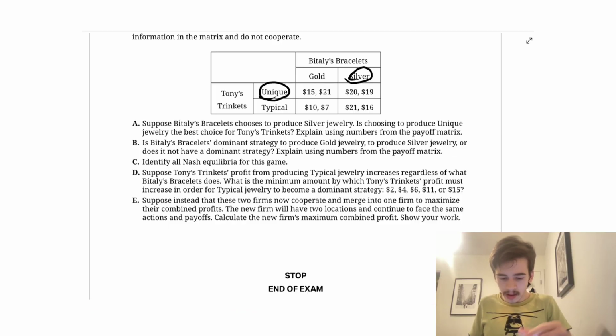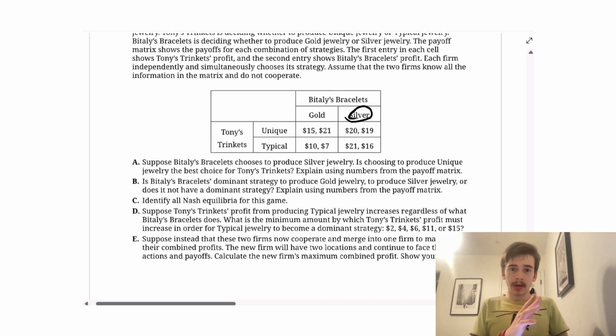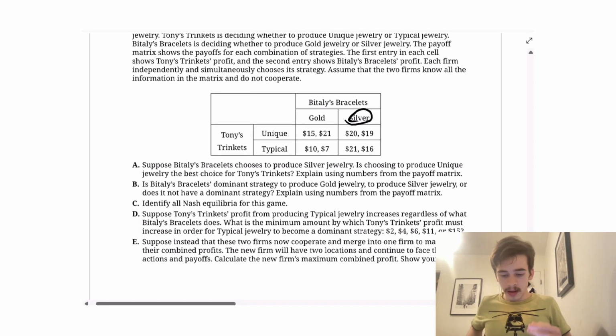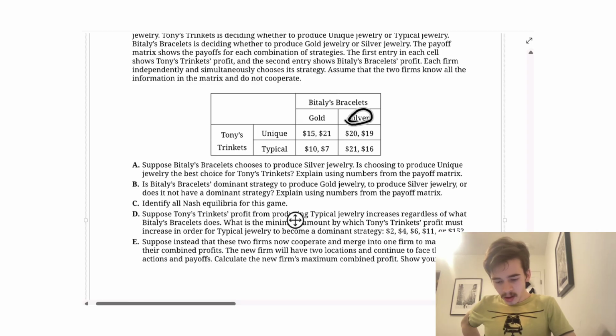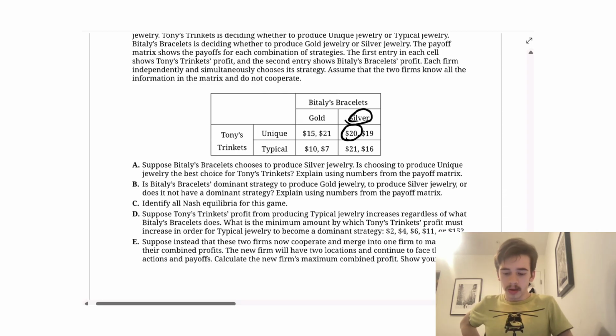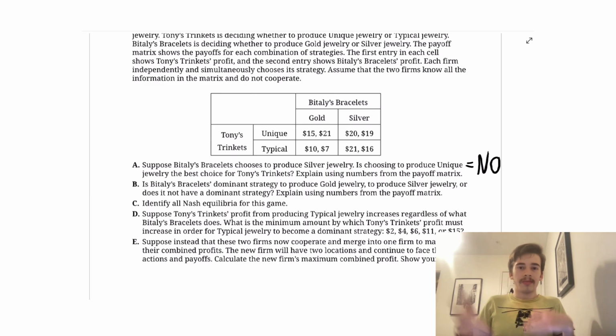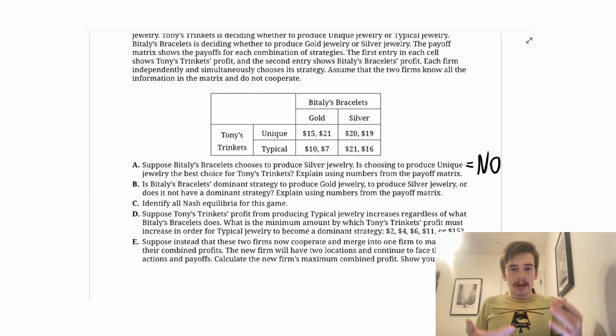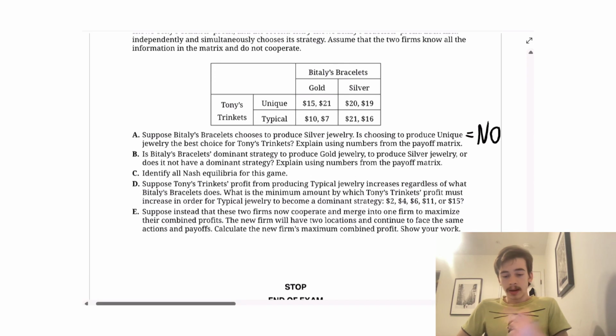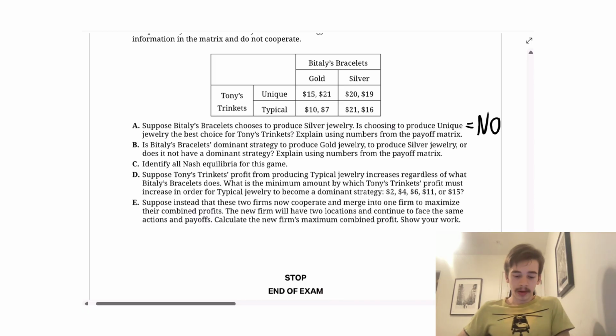Well, let's see. The left number is the profit for Tony's Trinkets, and Beverly's Bracelets is doing silver. So Tony's Trinkets, if it chooses unique, only earns $20 of profit. But if it chooses typical, it earns $21 of profit. Simple as that. You say no. So the answer is no, and then you explain it in words to make sure you show that Tony's Trinkets would earn more profit if it chooses typical rather than unique, given Beverly's Bracelets chose silver.